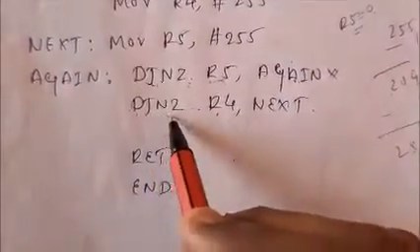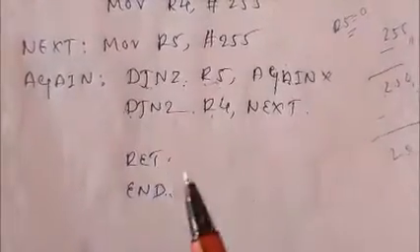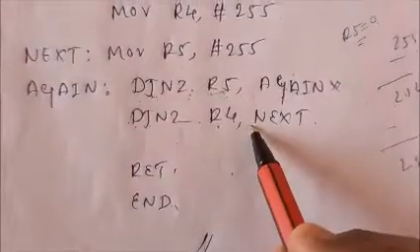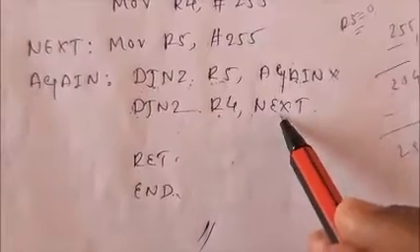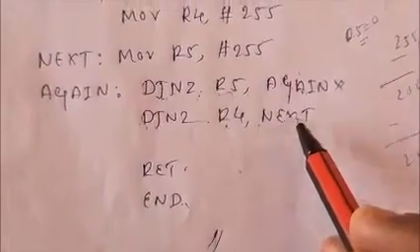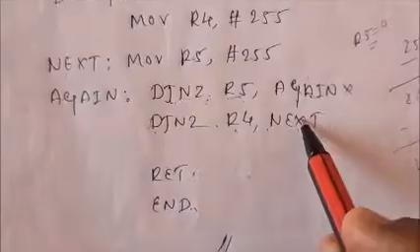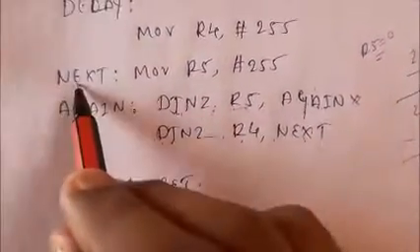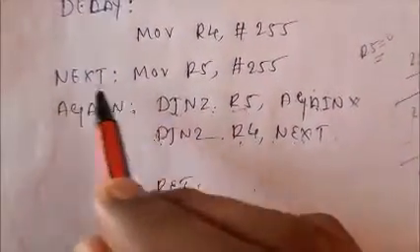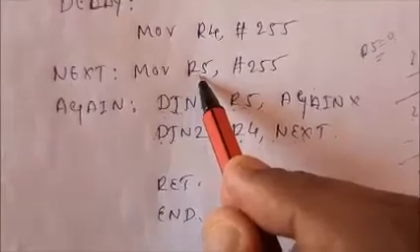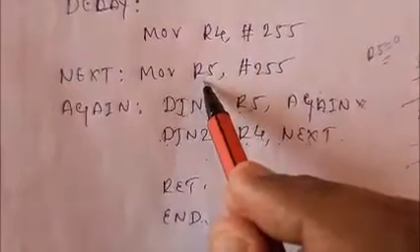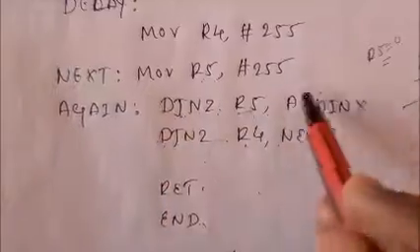I need to make a jump if non-zero. 254 is not equal to 0, so obviously this condition is true and I need to make the jump. Where is next? I wrote next here. So again it will switch from this line to this line. R5 value, previously 0, is again loaded with 255. Again it will perform this operation.